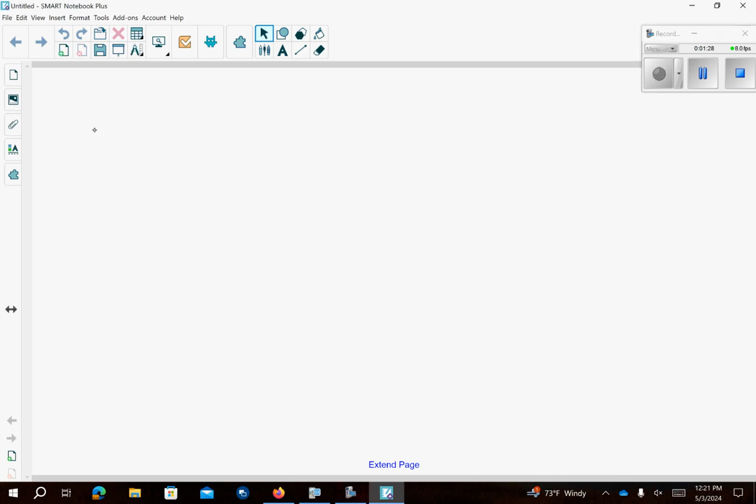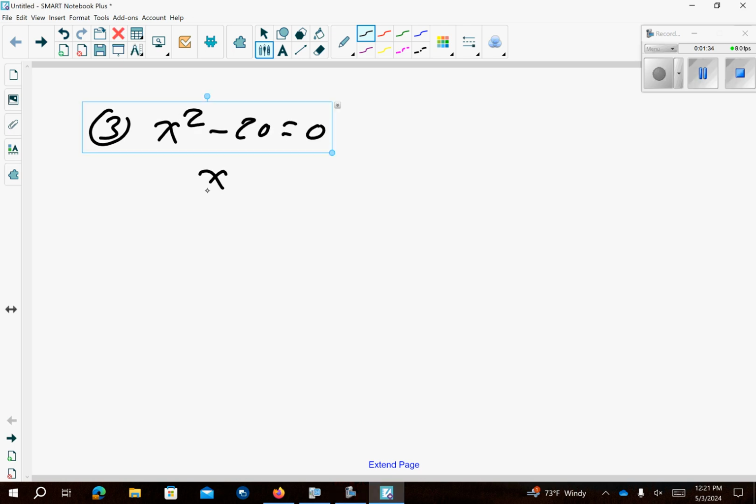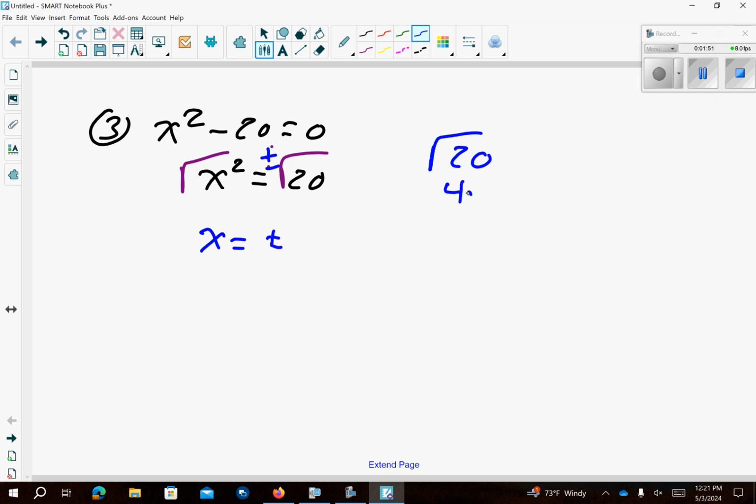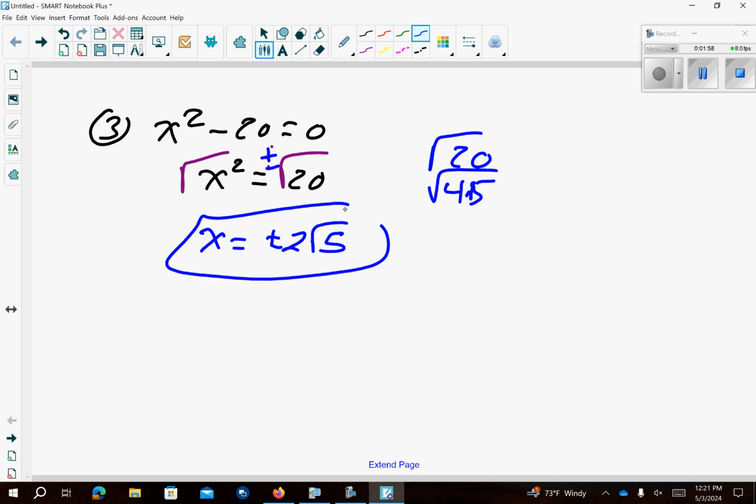All right, problem number 3. We get x squared minus 20 equals 0. Add 20 to both sides. Take the square root of both sides. Don't forget plus minus when you do that. And then I can break 20 down. 20 breaks down to 4 and 5. So square root of 4 is 2, so I get plus or minus 2 root 5 is the answer.